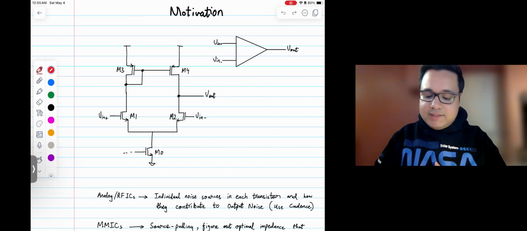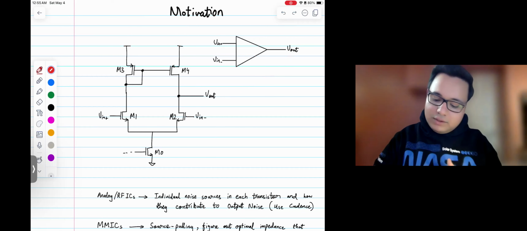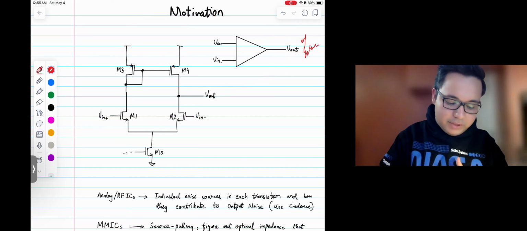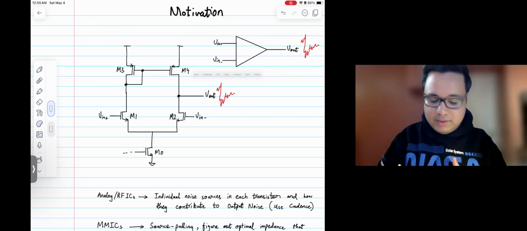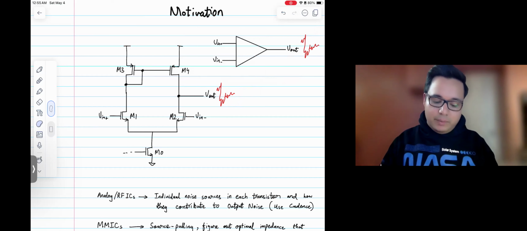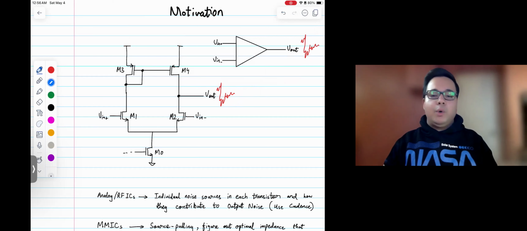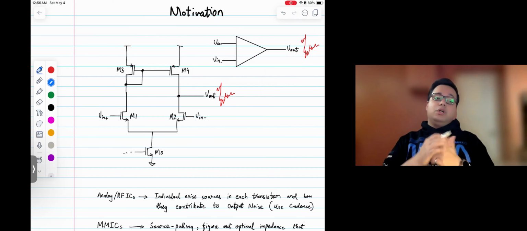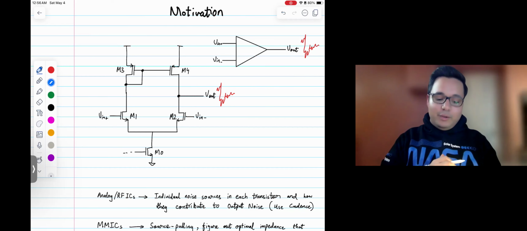Okay, so let's say I want to know what the noise at the output, which is this node, looks like. Right, I'm interested in that, and so this is the same as the noise at this node. Right, so that's what I'm interested in. Now, in the previous videos, we talked about how MOSFETs exhibit thermal drain noise, and some of that noise also gets coupled to the gate. We talked about the flicker noise, we talked about shot noise, and all the noise discussion.